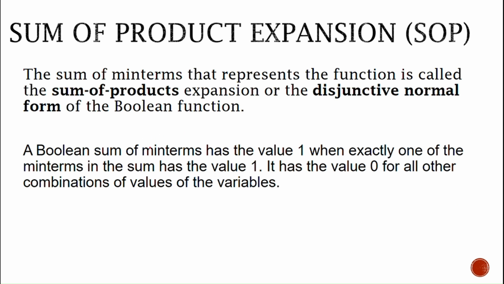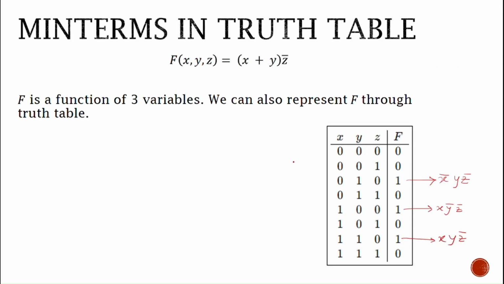So the next is sum of product expansion. The sum of product expansion is the sum of all the minterms. As you've seen in this example, these are the minterms in which we can represent a function. So we can write this function as a sum of these three minterms. We write the function as x bar y z bar plus x y bar z bar plus x y z bar.